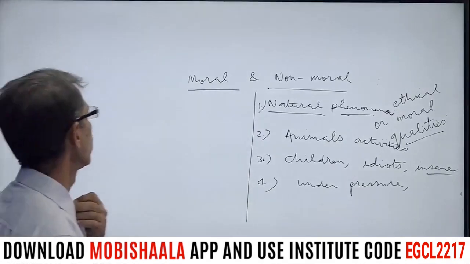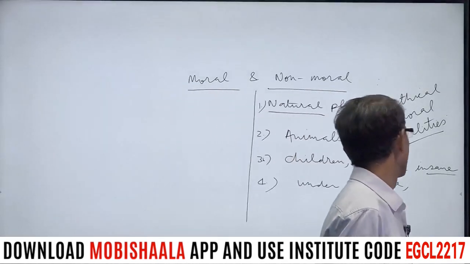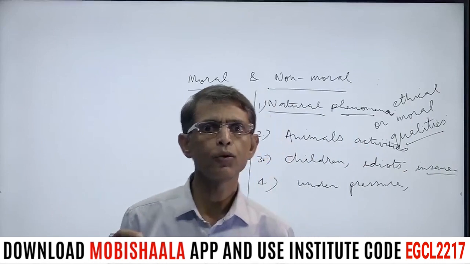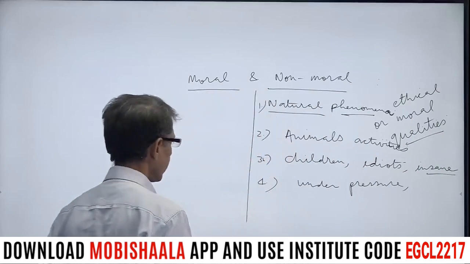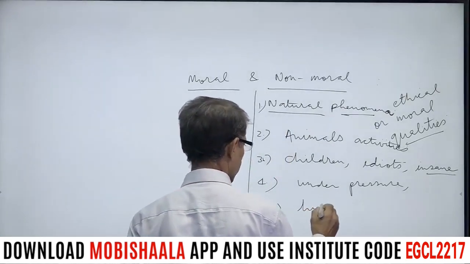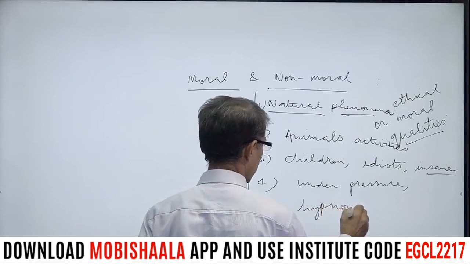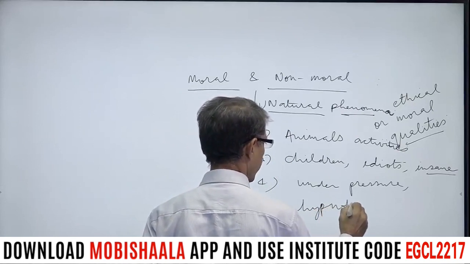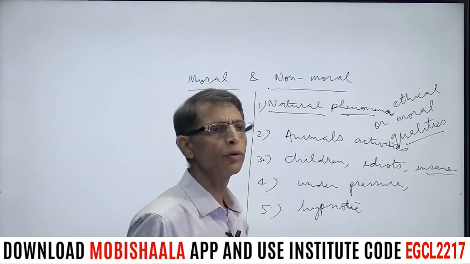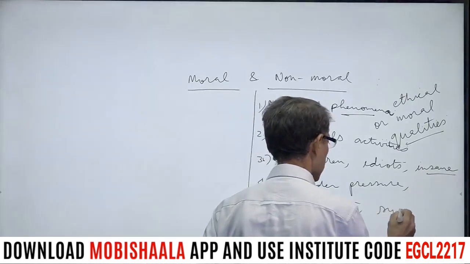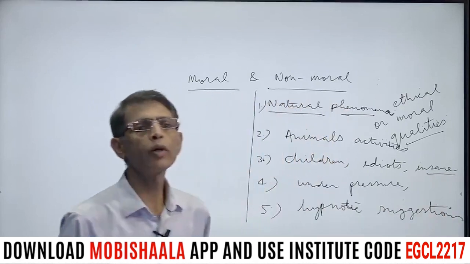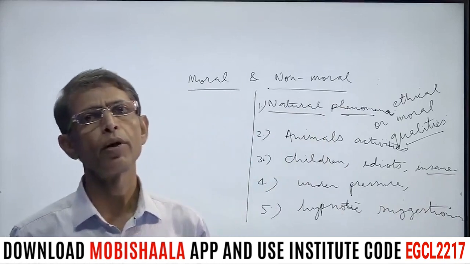That's not its own choice, that's not the agent's own choice. So an action which has been done under pressure is devoid of moral quality. And the action done under hypnotic suggestion is also devoid of moral quality.